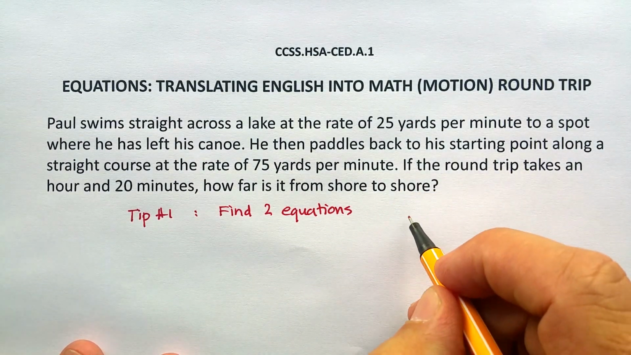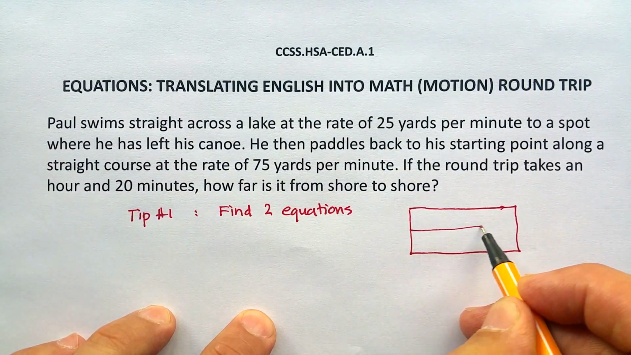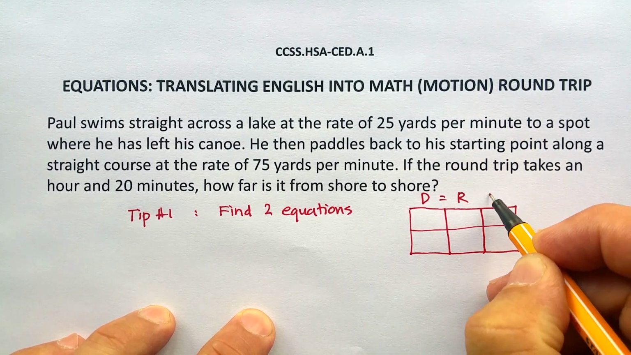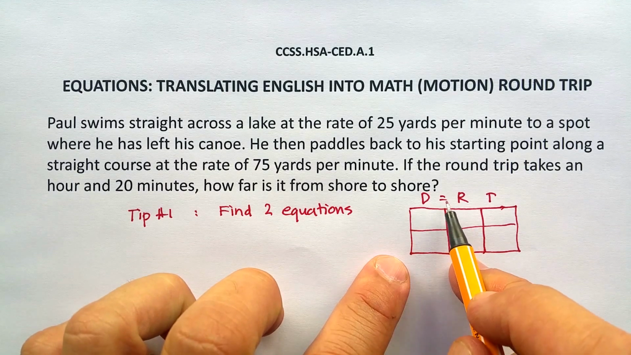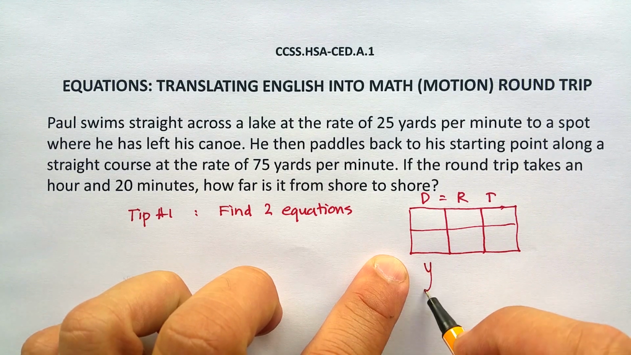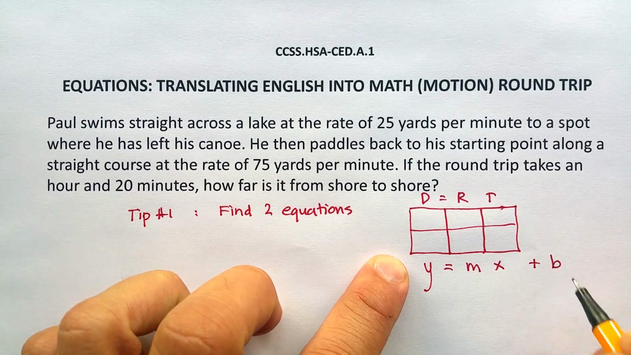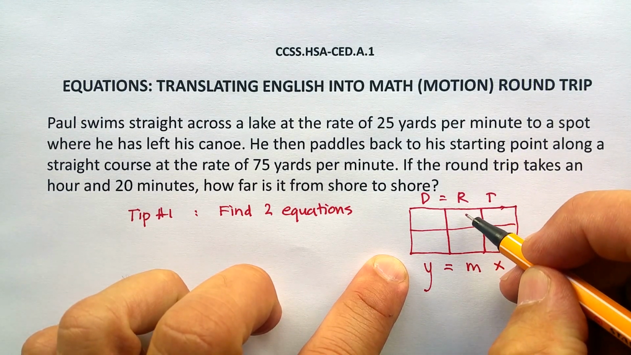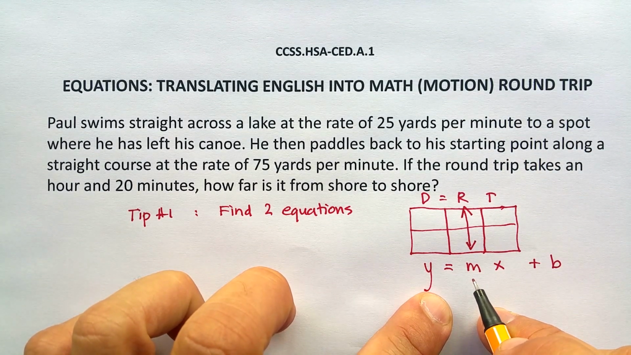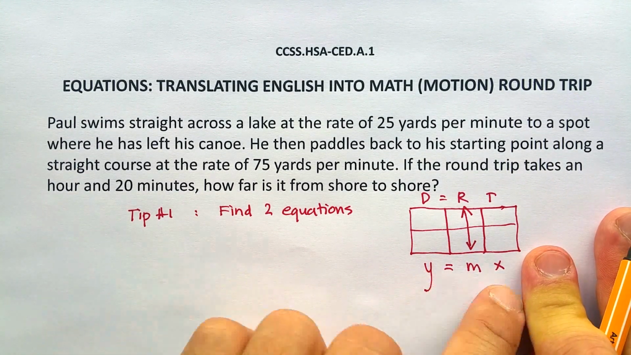Now, what you can do is use this little graphic over here where we know that distance is equal to rate times time. And you'll notice that distance is equal to rate times time is really similar to y is equal to mx plus b. Because remember that the rate is really just the same thing as the slope. Okay? So once you get all this information in here, you basically have a y is equal to mx problem.